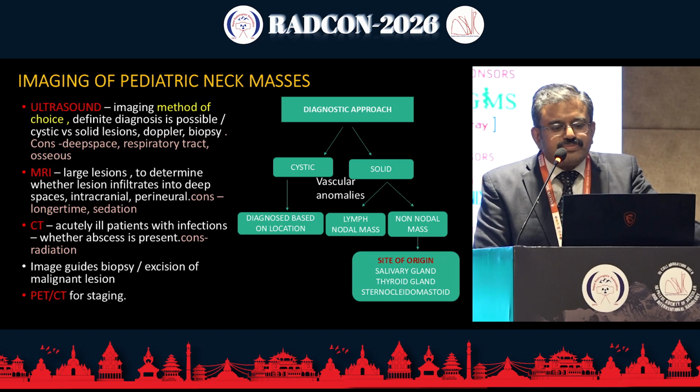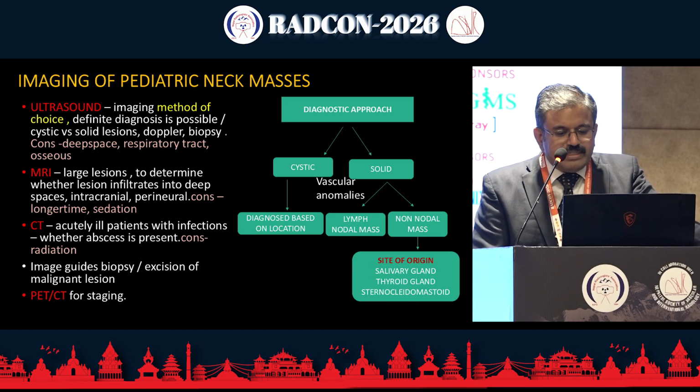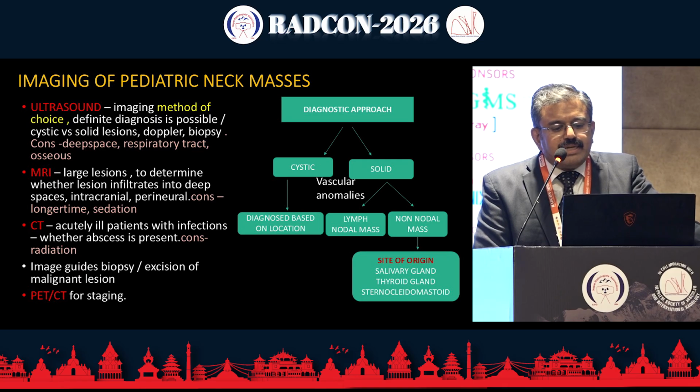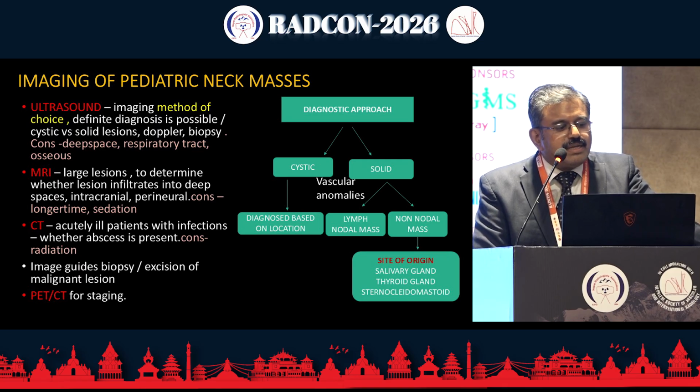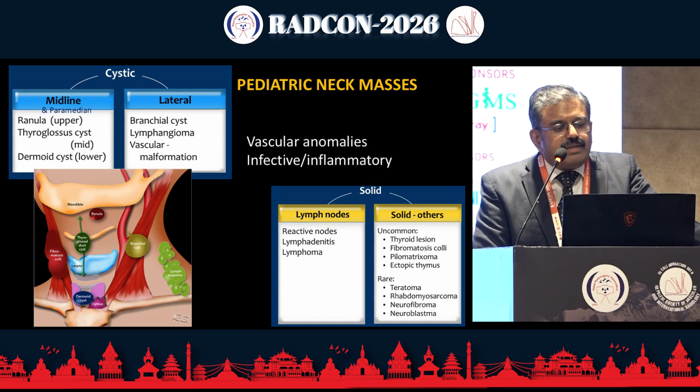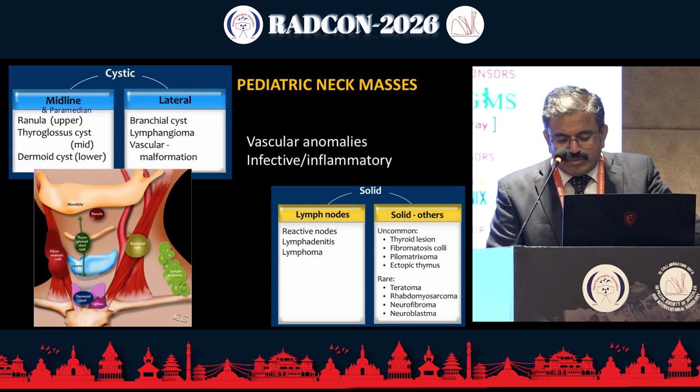Coming to the approach, we have lesions that are cystic and solid. Cystic lesions are midline, paramedian, and lateral. The midline ones are thyroglossal duct cyst, epidermoid and dermoid. The paramedian ones are ranula and the infrahyoid thyroglossal duct cyst. Lateral cysts are branchial cleft cyst, lymphangiomas, and vascular malformations. Coming to the solid lesions, either it's a lymph node or a non-lymph node solid mass. So this is the presentation that I'm going to do.